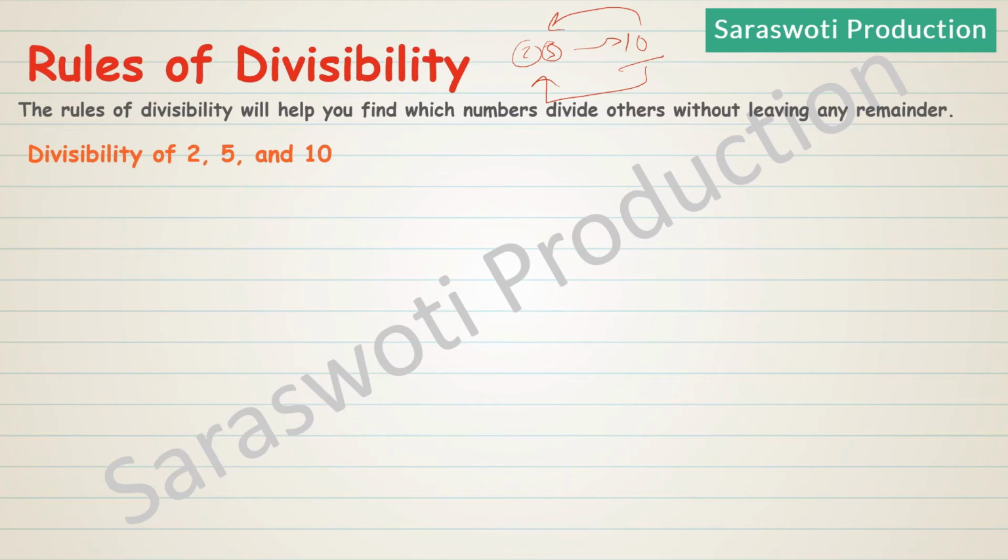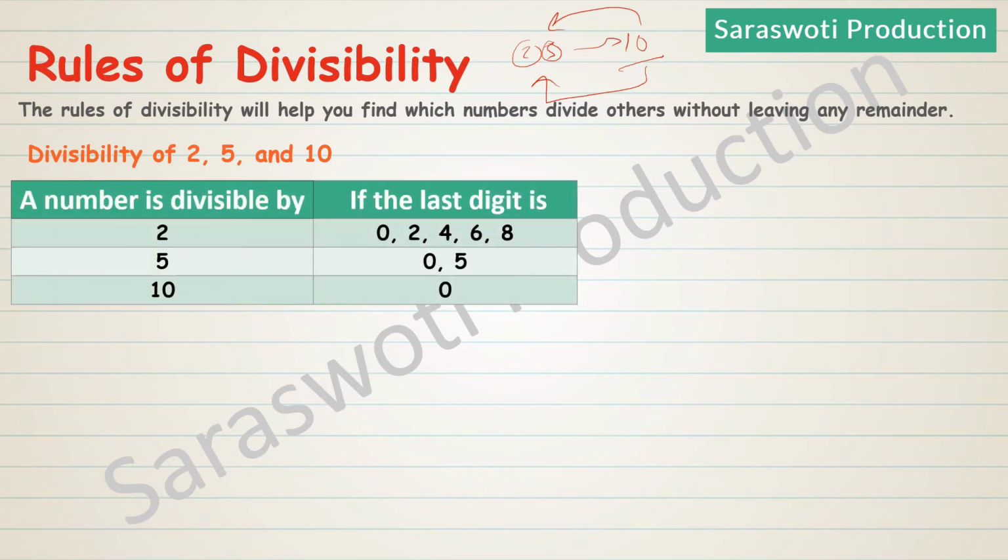Let's first look at the divisibility of 2, 5 and 10. This rule is very important to keep in mind, because if you know how it works, you'll be able to see any number at random and tell everybody in your class which number is divisible by 2, 5 and 10. The rule says here: a number is divisible by 2 if the last digit is 0, 2, 4, 6 or 8.